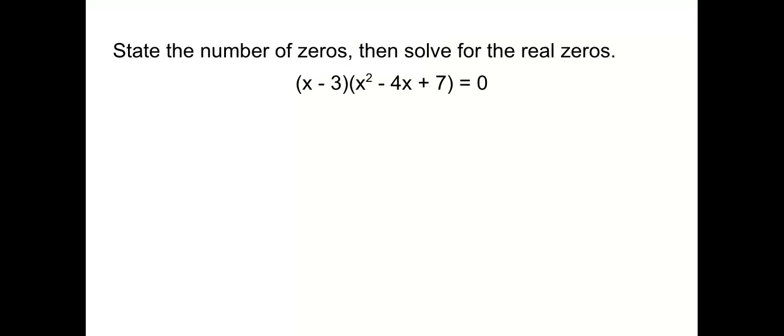So let's do this. Let's state the number of real zeros, then we'll solve for the real zeros. All right, and we'll do this algebraically, not graphically. Well, you can see I have an x minus 3 times an x squared, blah, blah, blah. So really, I just take the highest powers. This is really an x cubed. If I were to do the distribution, the largest power would be an x cubed. So I know that there are 3 zeros because the largest power is x cubed.